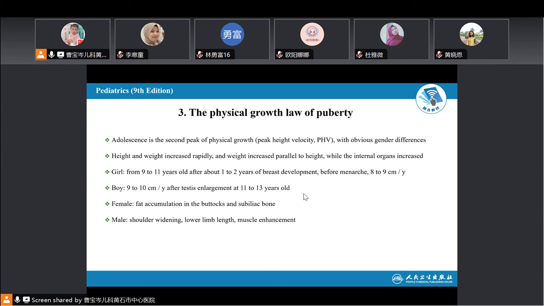Boys grow 9 to 10 centimeters per year after testis enlargement at 11 to 12 years old, or 13 years old. In females, fat accumulates in the breast and hips. In males, shoulders broaden, lower leg length increases, and muscle is enhanced.